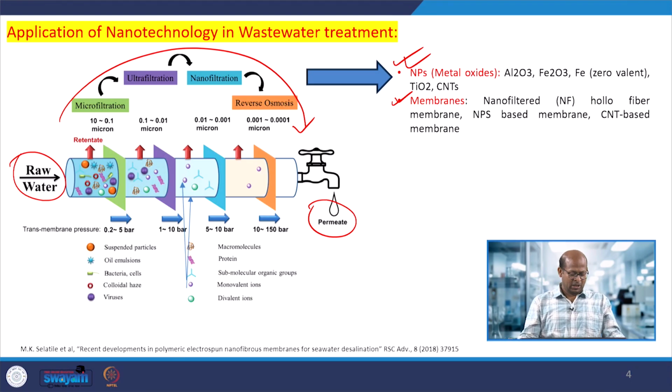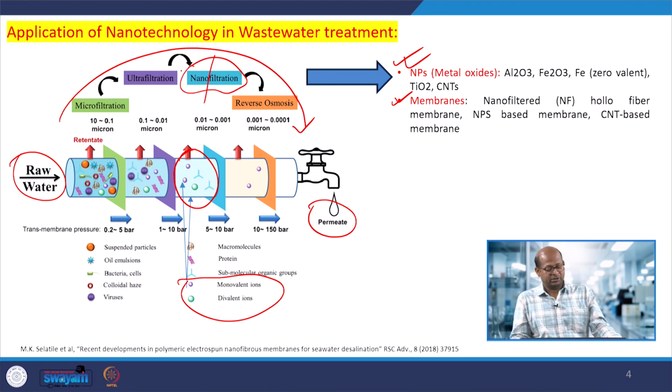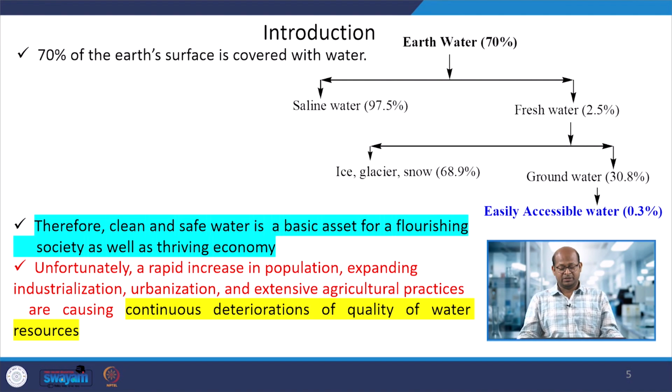Here you can see in this nanofiltration, in this particular place, different types of metal ions are present. So in this filtration process, if we modify these filtrations with the help of nanomaterials, then these are the ions we can separate out.